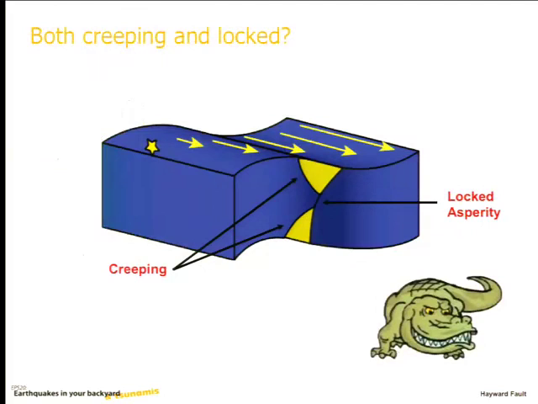And Roland's group likes to think of this. You saw, I didn't point it out, but you saw the hare. They like to use the hare for the locked section, the tortoise for the creeping section, and somehow they decided this is an alligator. I don't quite understand that. But anyway, this is a combination of locked and creeping.